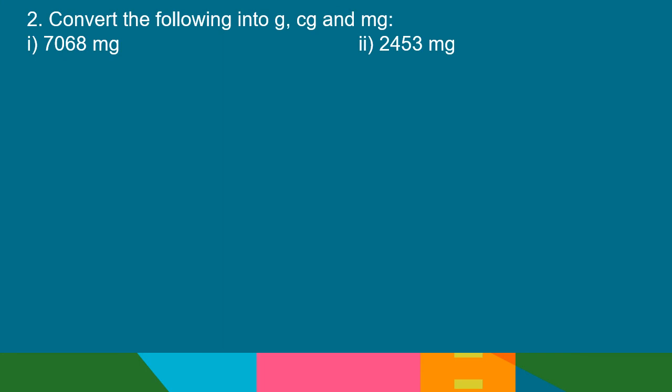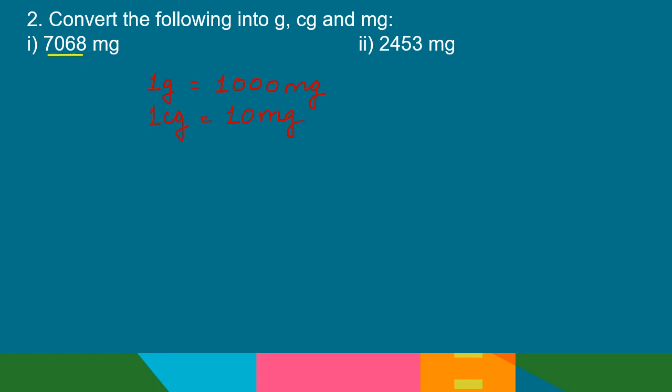In the next question, we have to convert into gram, centigram and milligram. Now we know the relation that 1 gram is equal to 1000 milligram and 1 centigram is equal to 10 milligram. So the first part is 7068 milligram. Now we have to convert this number into gram, centigram and milligram.